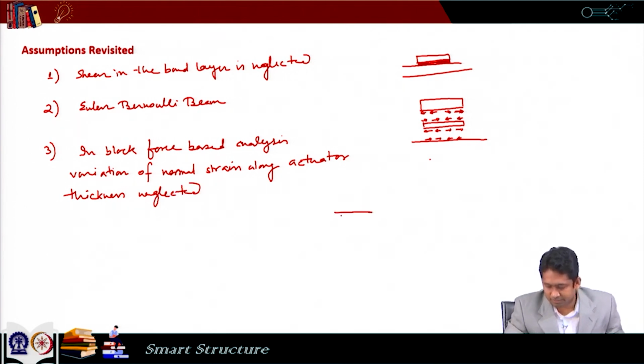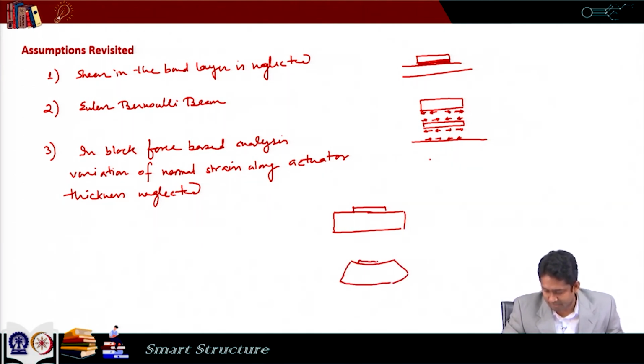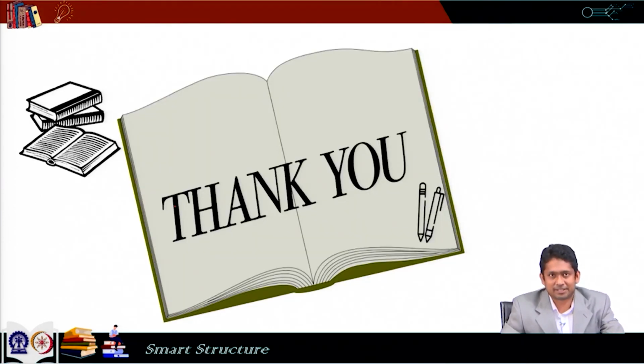As we saw, if I have a beam and it has a piezo patch and it bends, then in the bent shape it would look like this. So, there will be a variation of strain along the thickness of the piezo also, but that is neglected in the blocked force based analysis. So, these are the major assumptions that we made while doing this analysis. With that, I would like to conclude this lecture. Thank you.